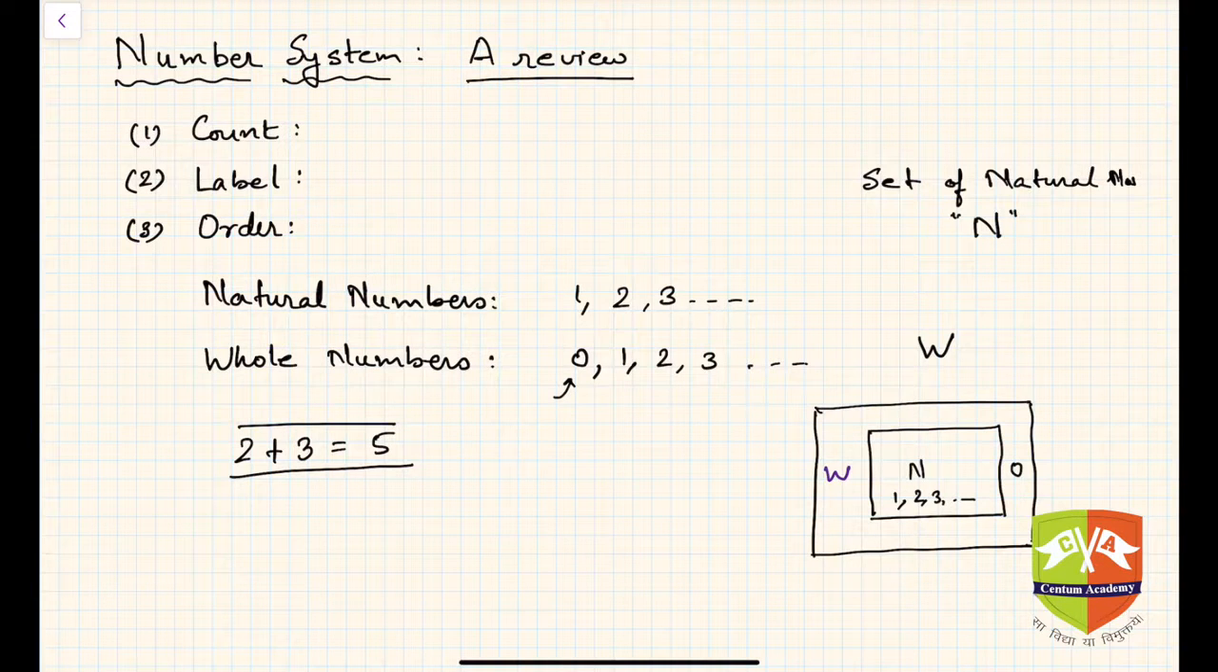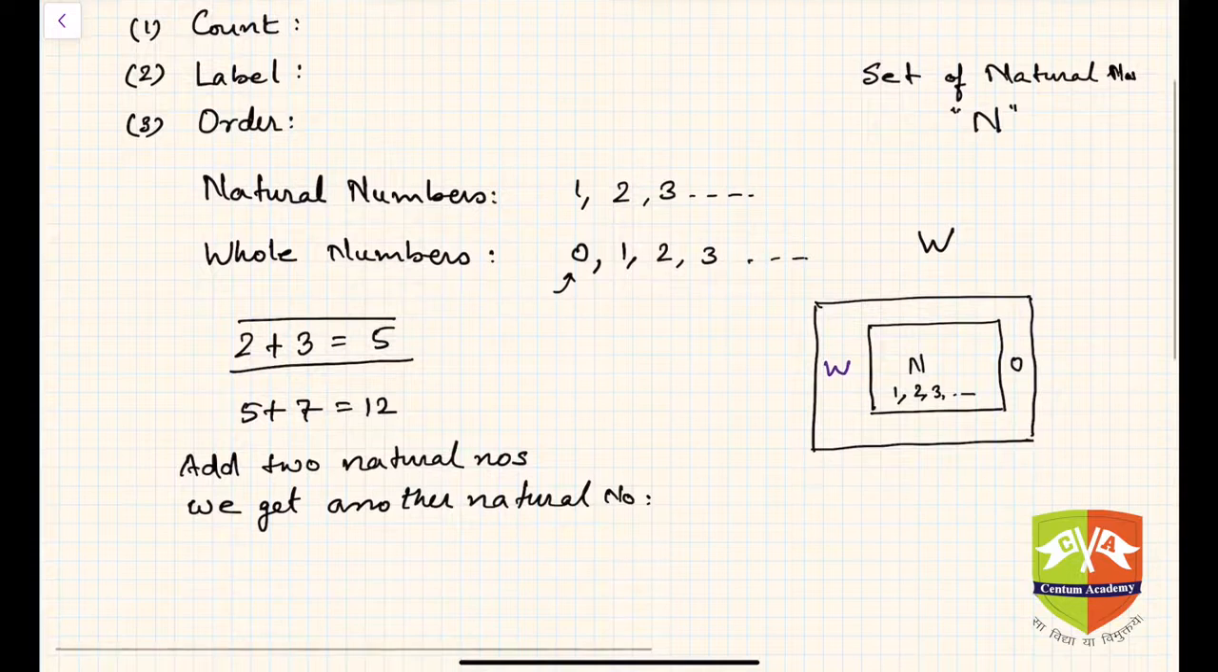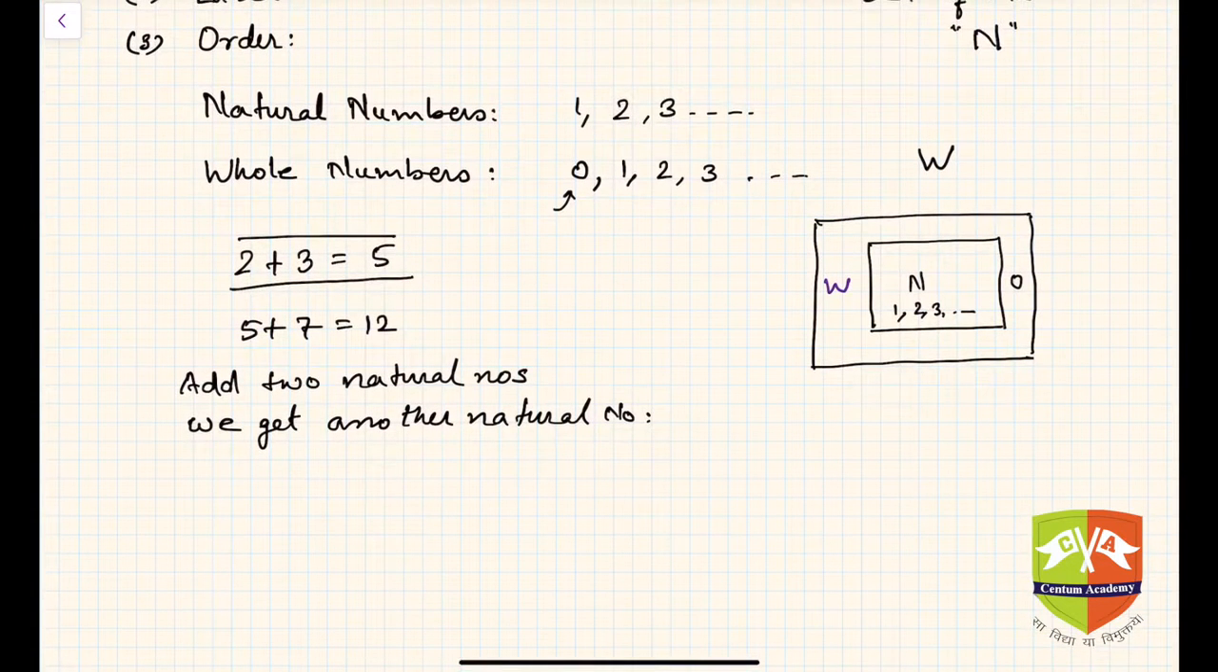And if you let's say do 5 plus 5 plus another number 7, so you get 12. So if you see, if you add two natural numbers, we get another natural number, isn't it? Another natural number. This particular property is not that simple. What I mean is, if you add two natural numbers, you always get another natural number. This particular property is called closure property, right? So we say closure property.